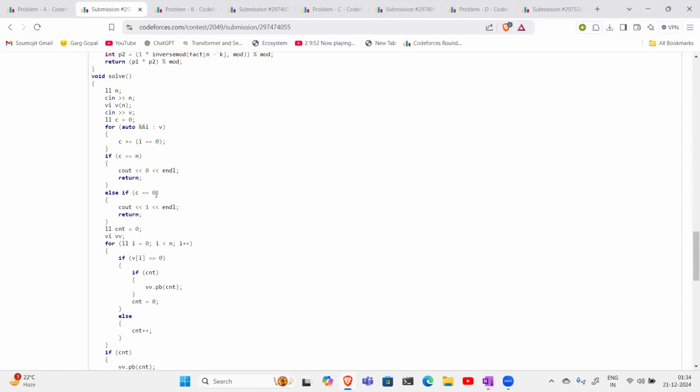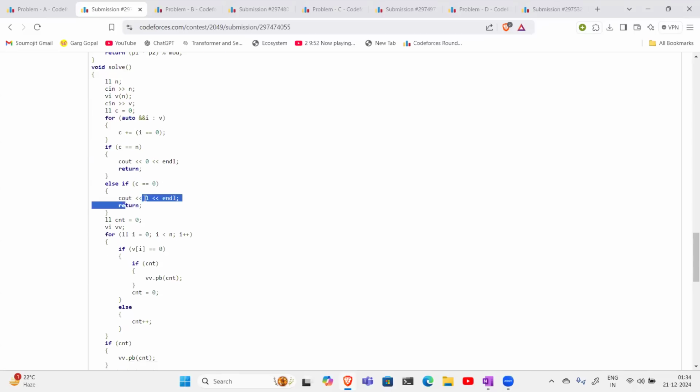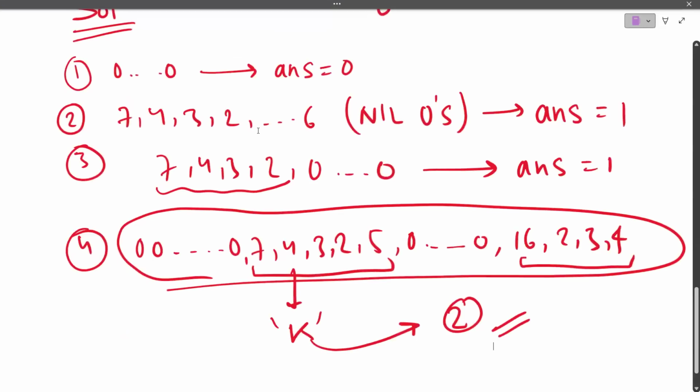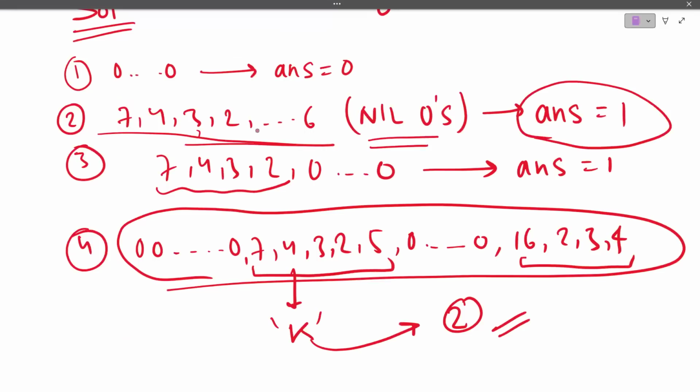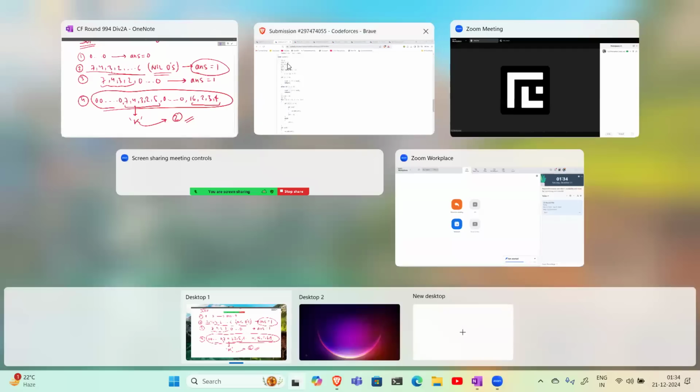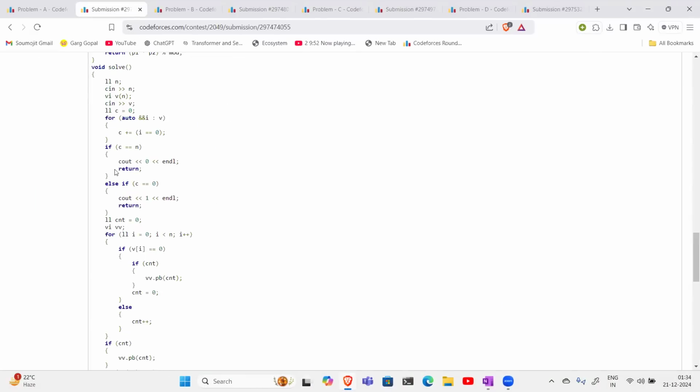Else, if we see that C equals 0, that means the number of zeros in the array is 0. That means we will need just one operation, right? So it hits the case where all integers are positive, because there are no zeros. So in that case, we know that the answer is 1. So that is what I have done. If C equals 0, so there are no zeros, the answer is 1.